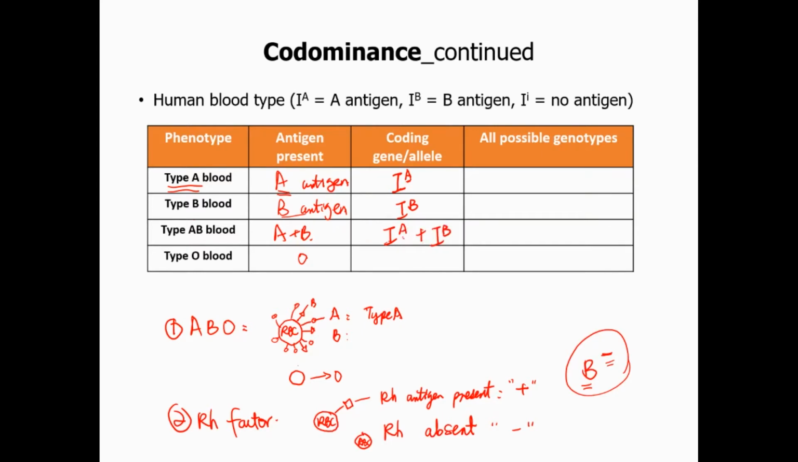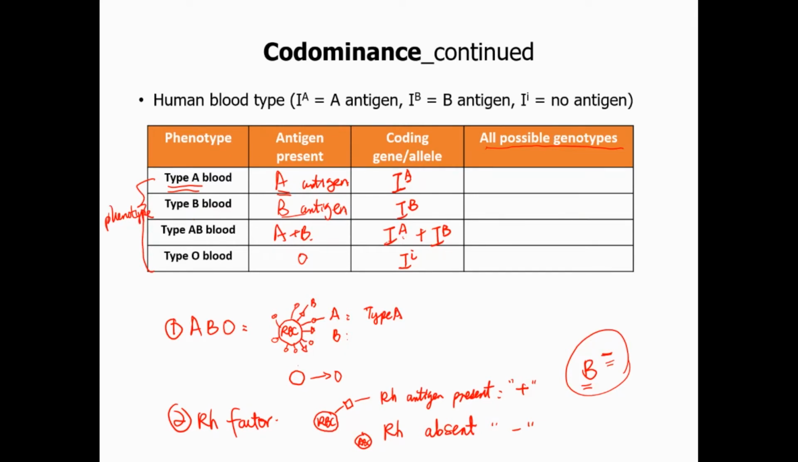And what about type O? Now, the blood type actually follows both codominance and dominant-recessive. So if you have O, you don't have any antigen, then you have almost like a null or recessive allele. So we're just going to use lowercase i for this recessive allele. All right, now we know the allele that codes for a particular antigen. Now we're going to figure out all the possible genotypes for each phenotype. What type of blood you have, that's a phenotype. And then we're going to figure out what the genotypes are for each type.